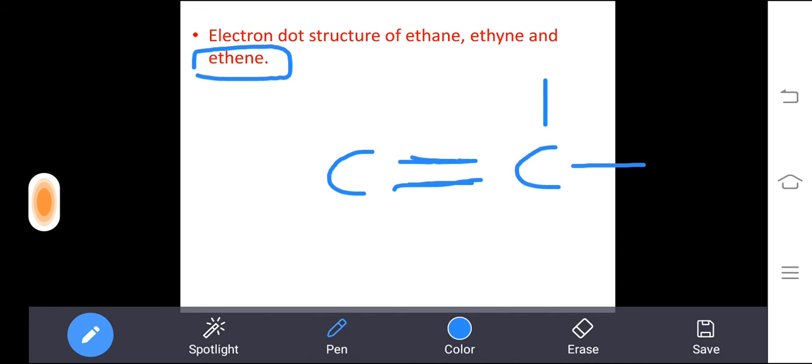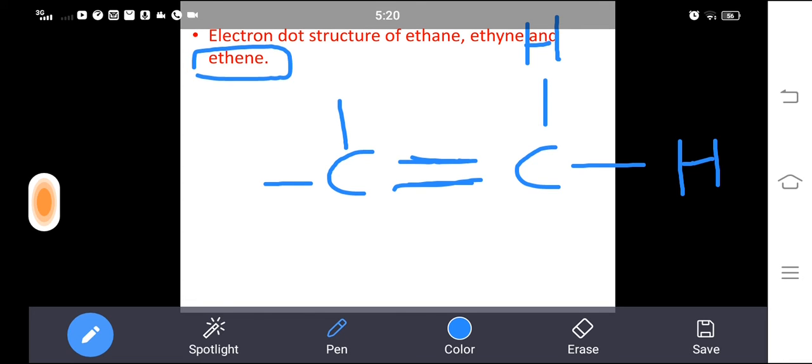And come to this carbon. Here also the valency will be 4, but 2 is already filled and 2 we want to fill. That's all, students. Now the remaining thing, what do you want to fill? Hydrogen only, because this is a hydrocarbon. You don't need to fill any other thing. This is a hydrocarbon, so you want to fill only the hydrogen.